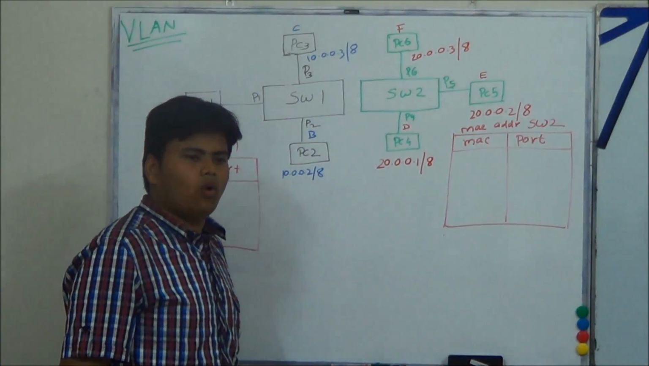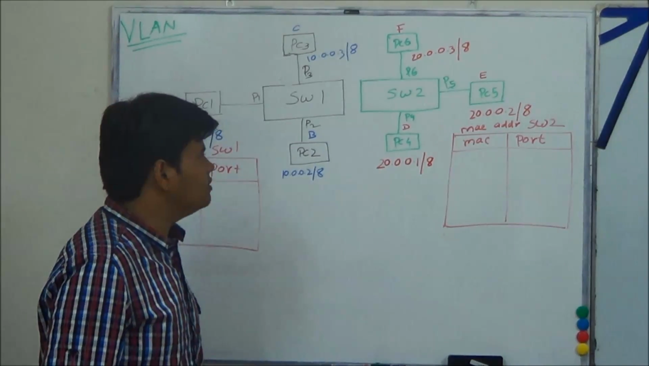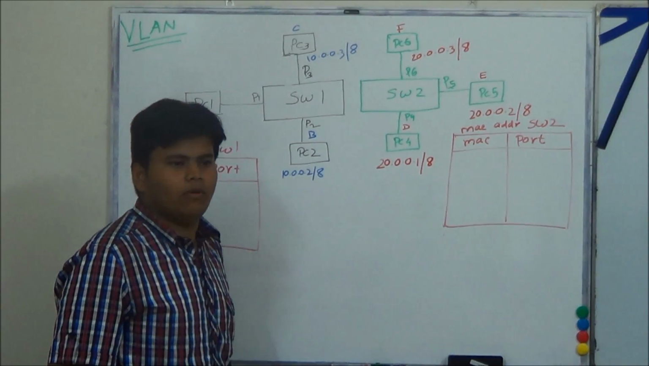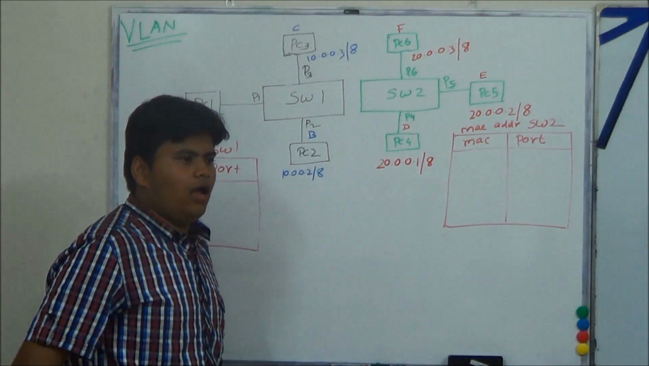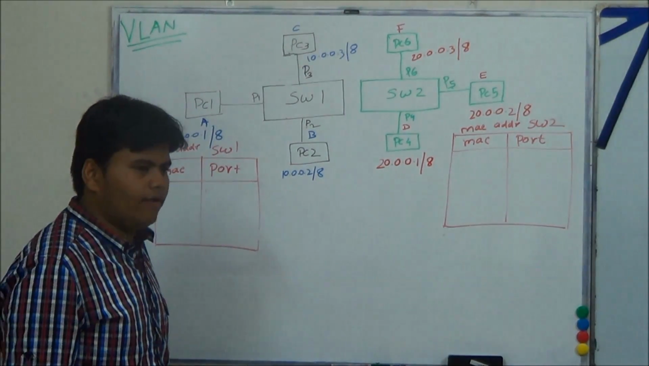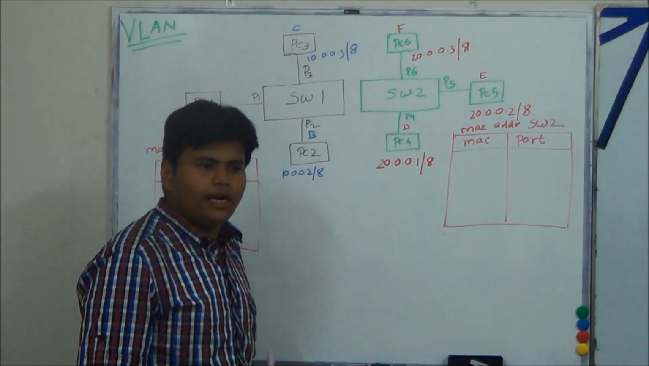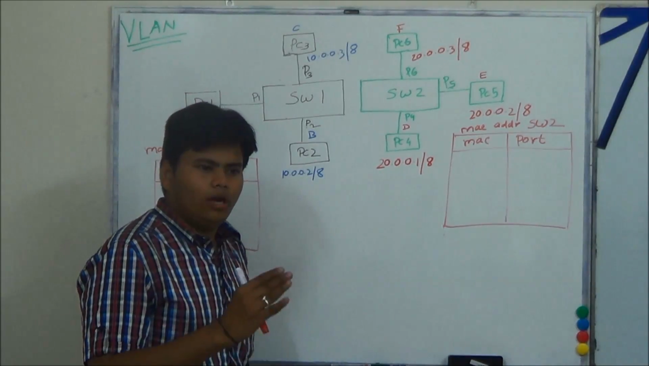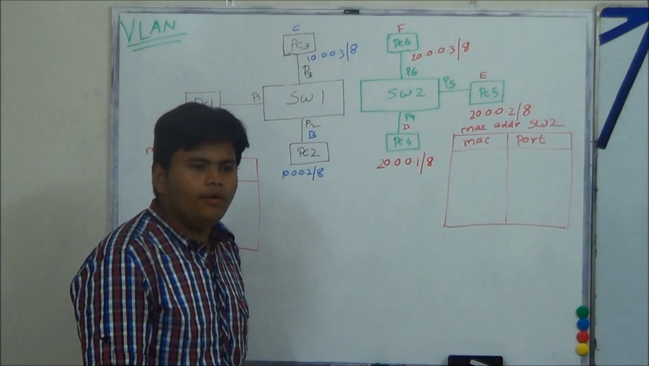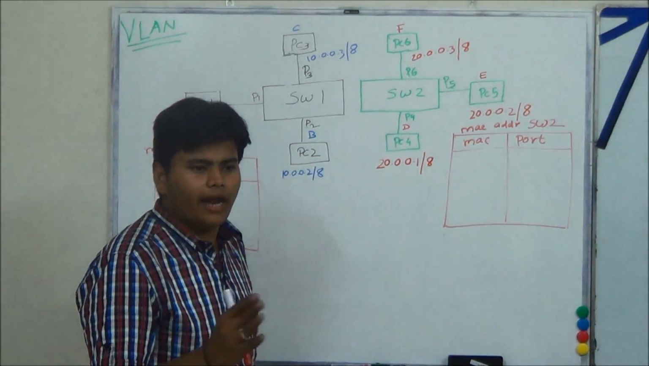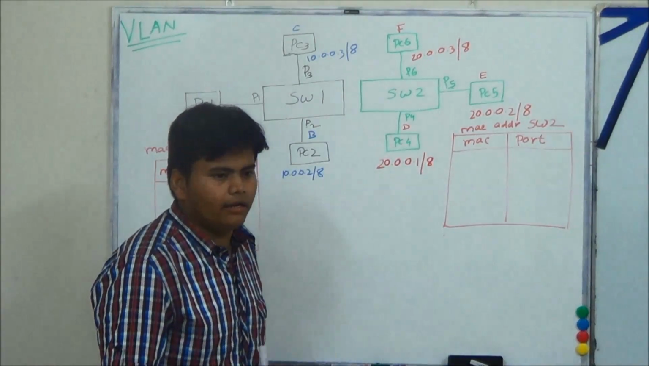Today I am going to talk about VLAN. What is VLAN? VLAN stands for Virtual LAN. What is Virtual LAN? When we logically divide one physical box, that is a switch, into two or more different LANs, this is called a VLAN.